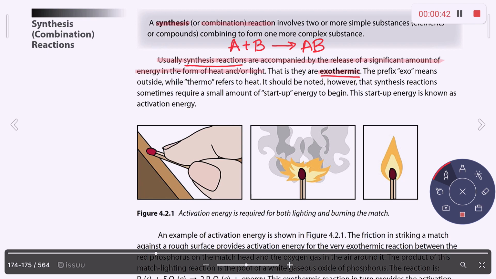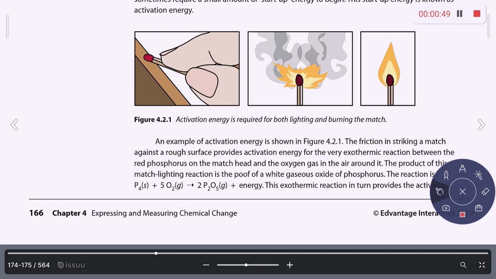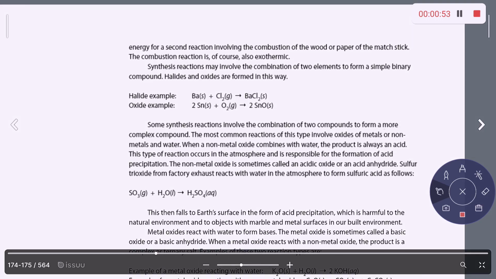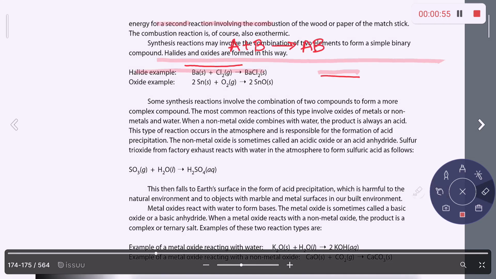Sometimes synthesis reactions need a little bit of startup energy to overcome the activation energy. Let's take a look at the next page. Let's go over a couple of really basic synthesis reactions.